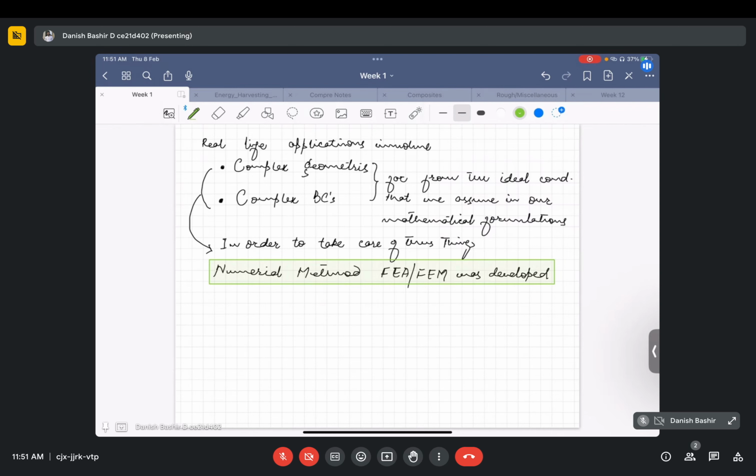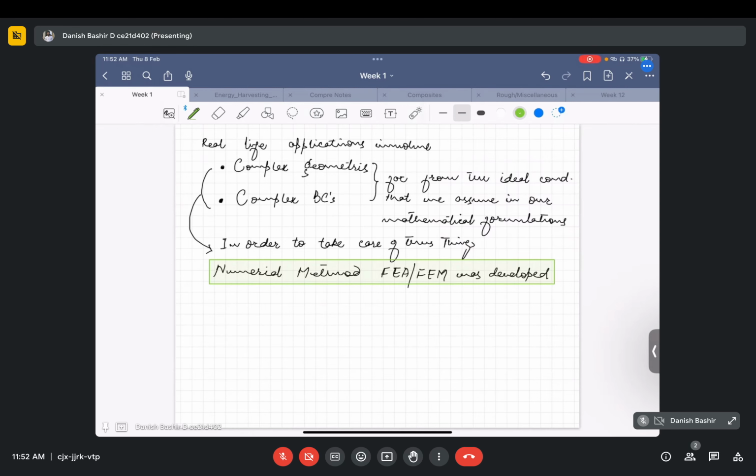We have n number of finite element packages. You have Abaqus, you have ANSYS, you have LS-DYNA, and you have many more. You have Nastran, you have Patran. There are n number of finite element softwares. There has been a lot of computer programming in the field of finite element method, so this has been superior to other numerical methods.